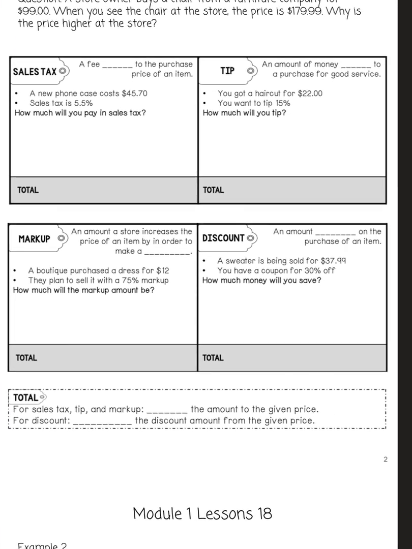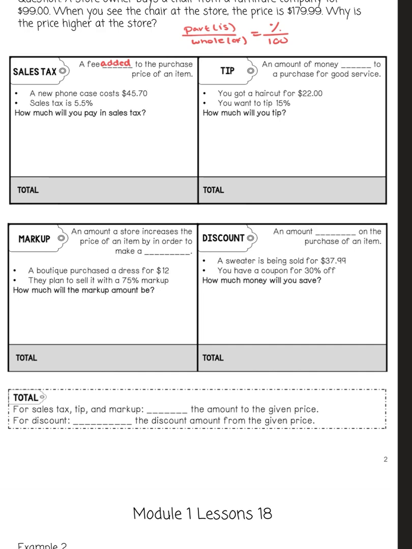So the first thing we're going to look at is sales tax. Sales tax is a fee that is added to the purchase price of an item. All right, so we want to know how much sales tax is going to be added. Looking here, we're going to think back to our percent proportion. Remember, we have the part, which is the is, over the whole, which is the of, and that's equal to your percent over 100.